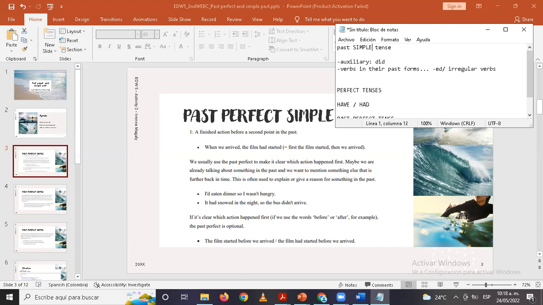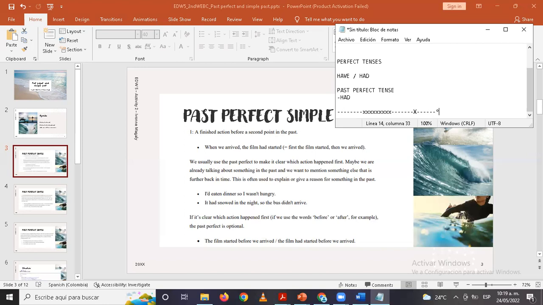A finished action before a second point in the past. Do you understand that? That means this is the timeline, okay? Here, there is an action. That action stopped. And there is another action in the past. And then this is the present. This is the present moment. So we use past perfect to talk about a past that is before another specific point in the past.